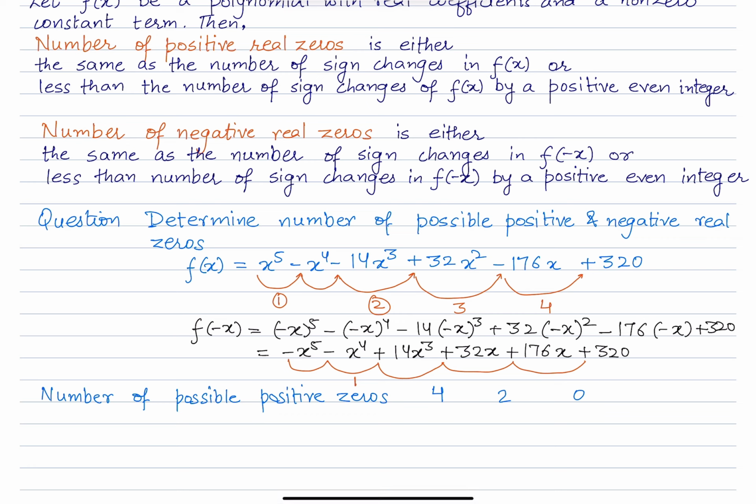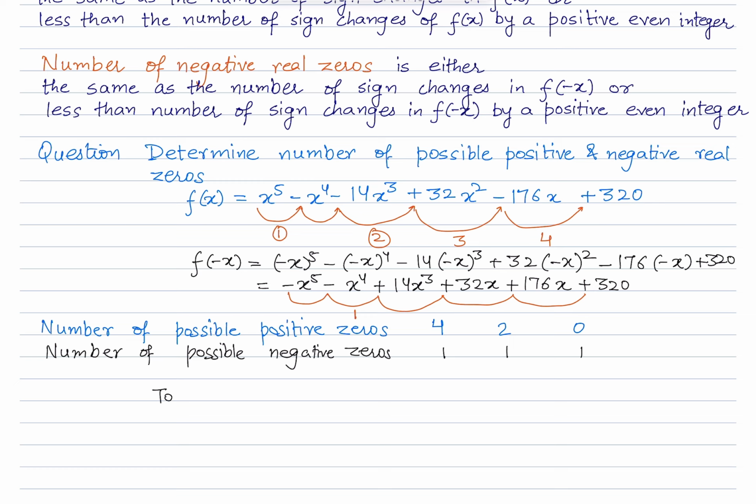So the number of possible negative zeros can be the number of sign changes in f(-x), or you reduce it every time by 2. But this time if you reduce by 2, you will get a negative number. So the number of possible negative zeros will be 1.